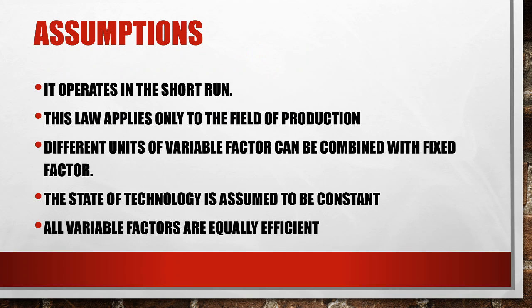These are the assumptions which we have discussed in our earlier classes. It operates in the short run. This law applies only to the field of production. Different units of the variable factor can be combined with fixed factor. The state of technology is assumed to be constant. All variable factors are equally efficient. These are the assumptions that we need to go through.